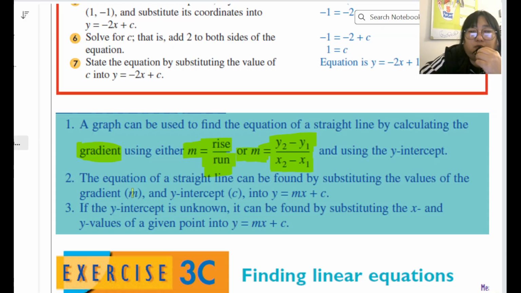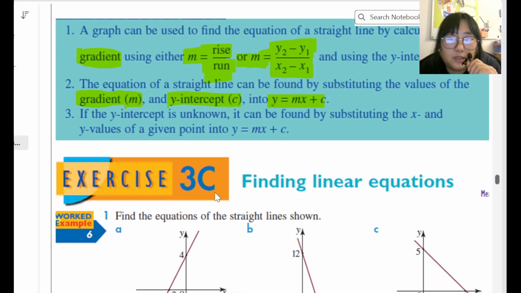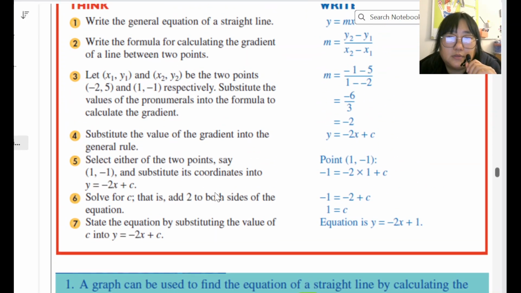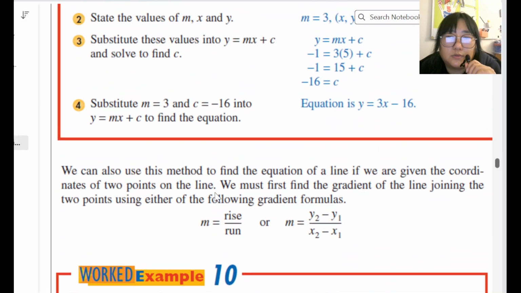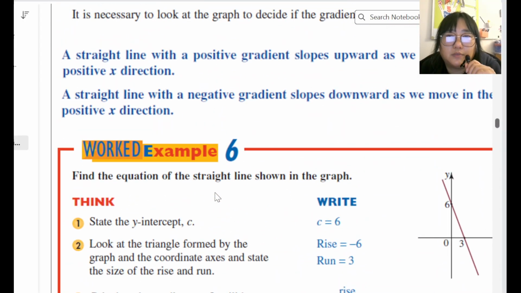And after you find the gradient, you can find the y-intercept. Then you will get y equals mx plus c. This one is called gradient and intercept form. Okay, gradient and intercept form. So this form is very helpful if you know the gradient and also the y-intercept. Now we have a look at one question about this.